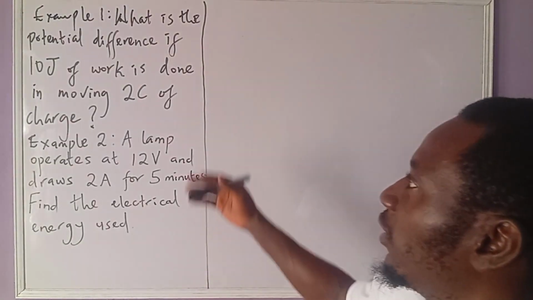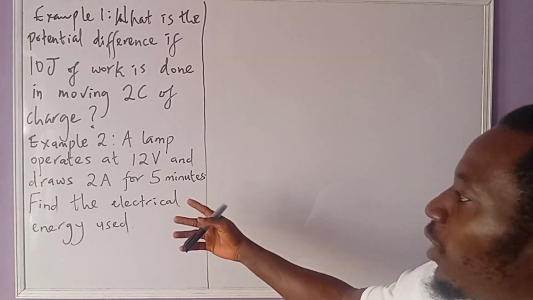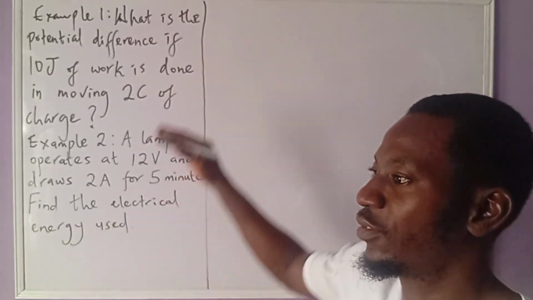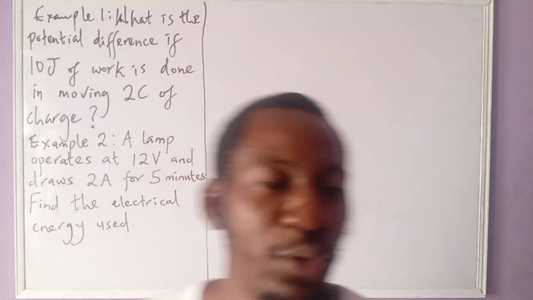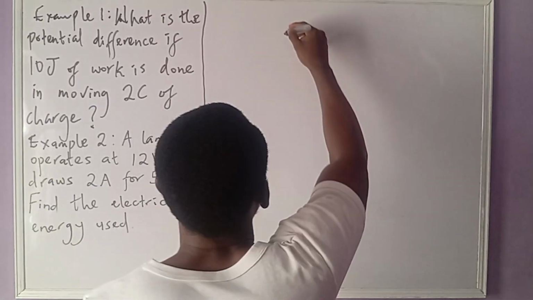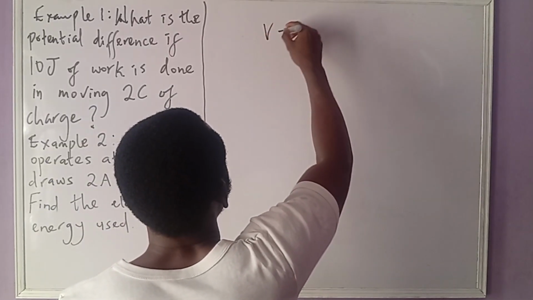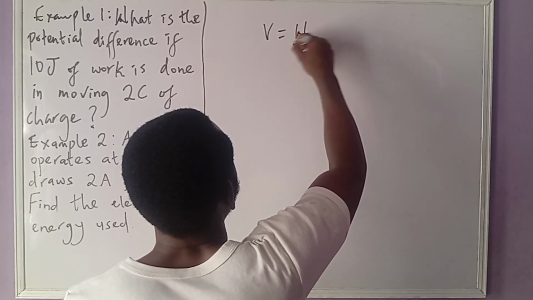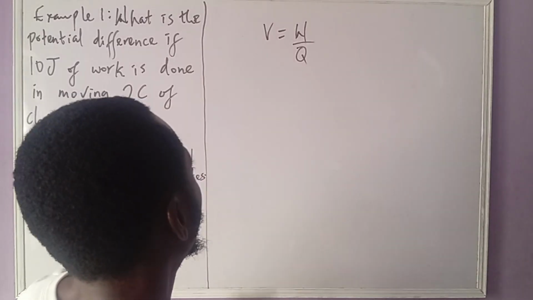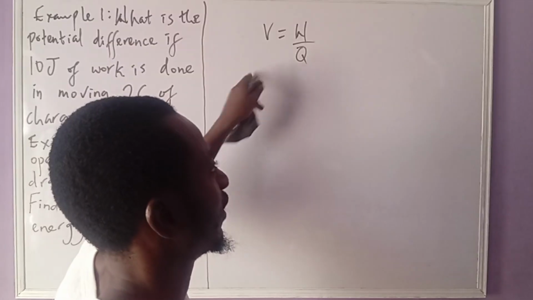Now, we want to calculate the potential difference. We also want to calculate the electrical energy. Before we start solving this problem, I just want to show you something. From the potential difference definition, we have potential difference to be the work done in moving positive charge from one point to another in an electric field, and mathematically it can be written as this.